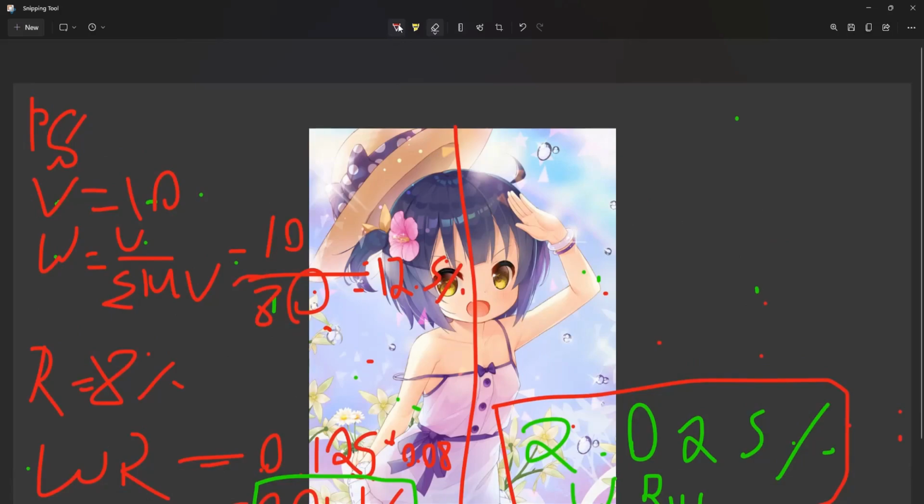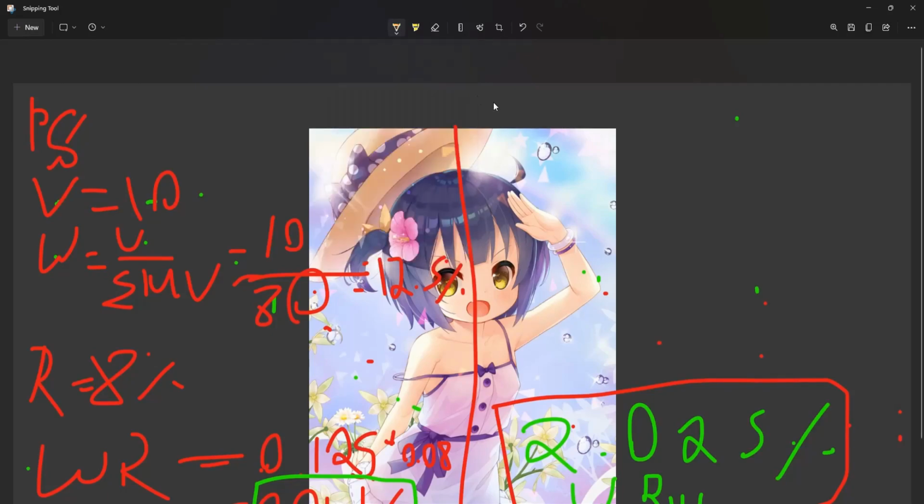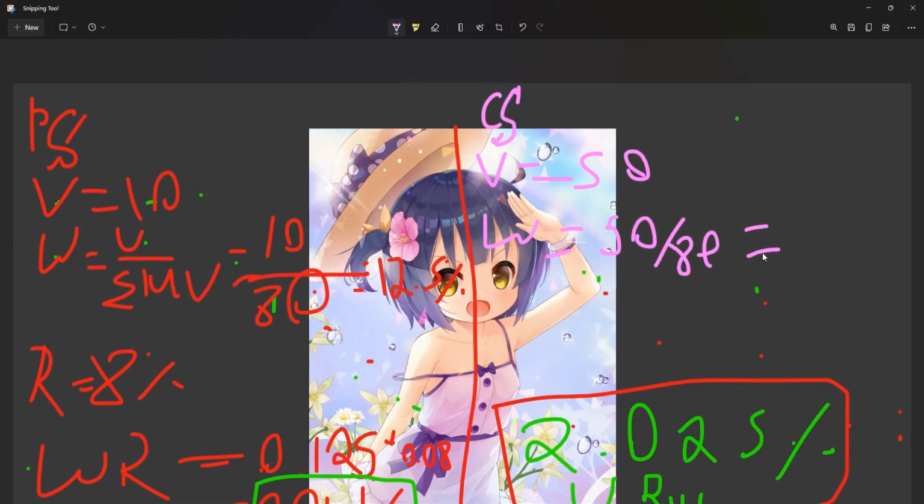Now we need to get the common stock one. And for common stock, we're going to use nice bright yellow. No, you can't see that well enough. Can you see pink? Close enough. So for common stock, oh, you can totally see this. It's going to be value is equal to 50. The weight is equal to 50 divided by 80, which in turn is just 12.5 times 5, or 62.5%. And the rate, as given in the problem, is equal to 12%.